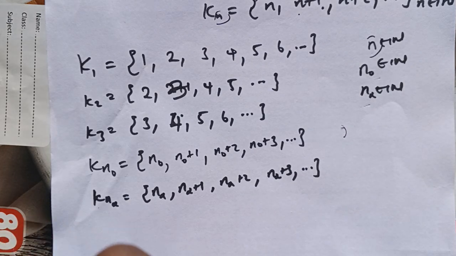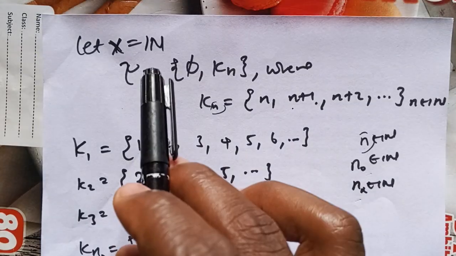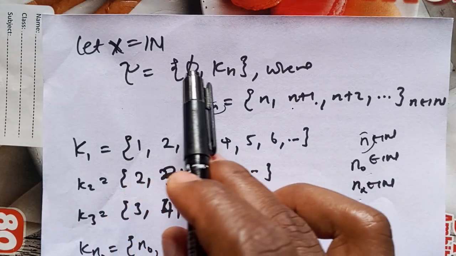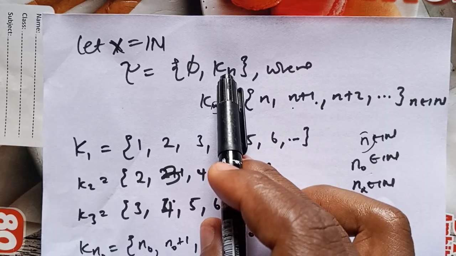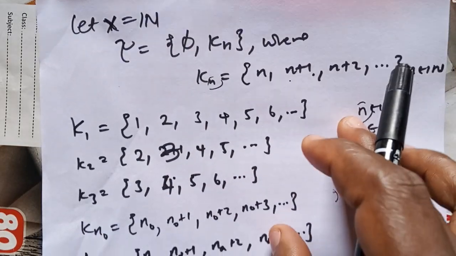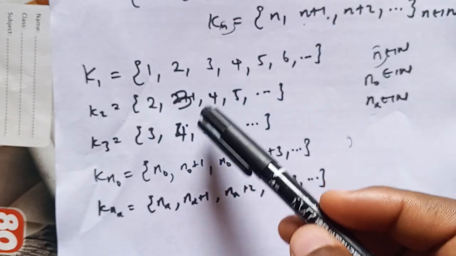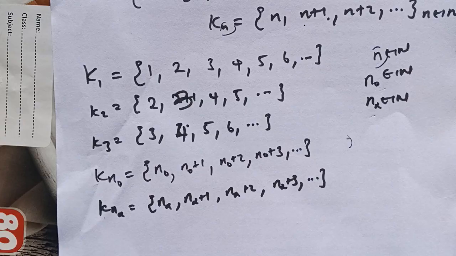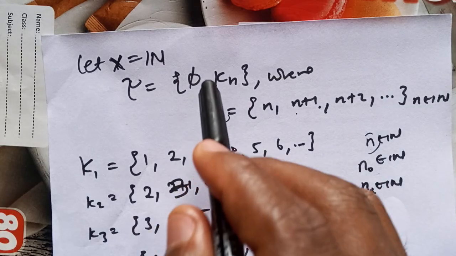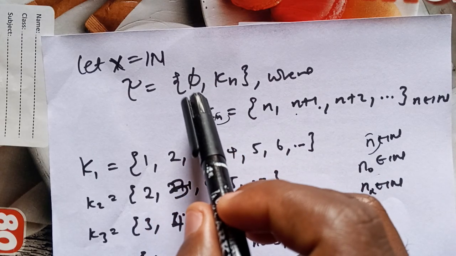Now let's show that this is a topology. We want to show that tau, which is the empty set and K_n, is a topology on the set of natural numbers. Observe that K_1 is this, K_2 is this, K_3 is this. You also have K_4, K_5, K_6. Another thing you need to observe is that this topology is totally ordered.